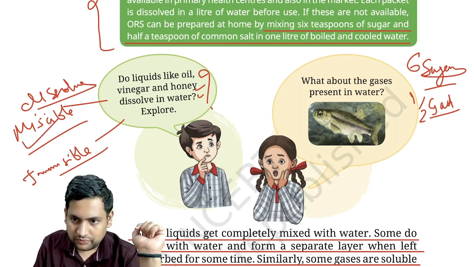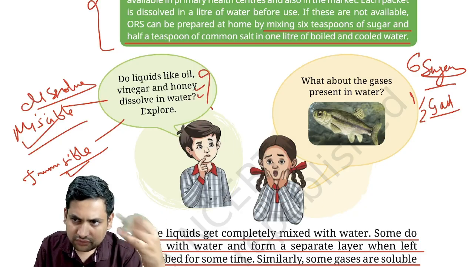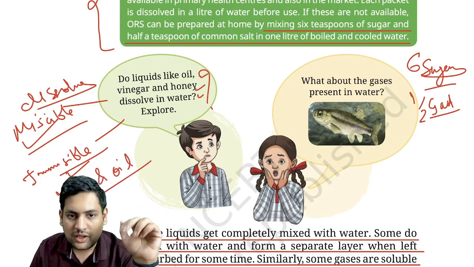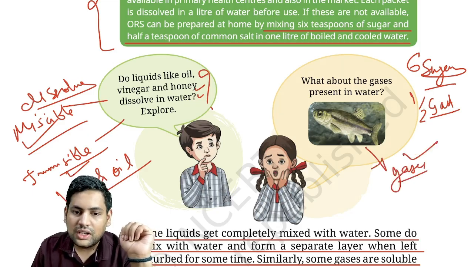And immiscible liquids are which don't dissolve particularly with the other liquid. For example, water and oil. Correct. Then what about gases present in water? Yes. So there are some gases that dissolve in water. There are some gases that do not dissolve in water.